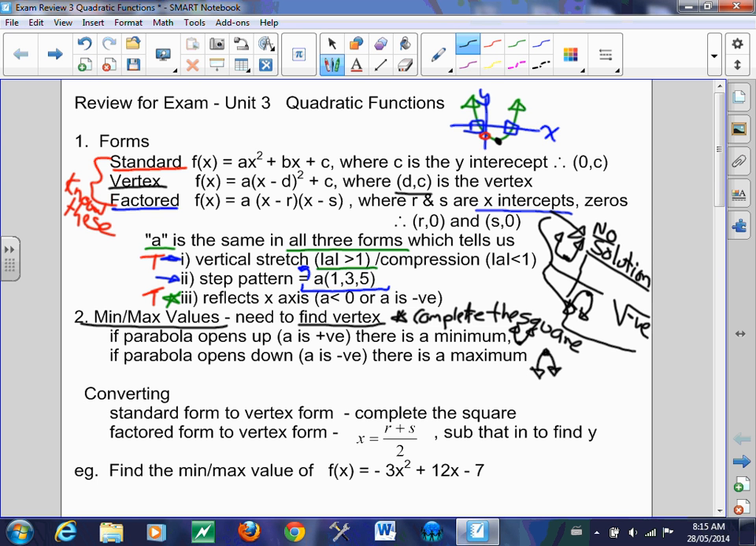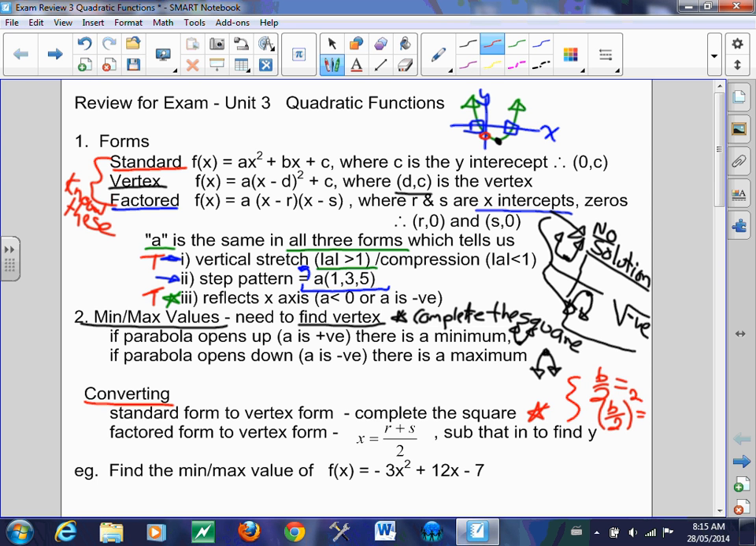Then remember, folks, we have to know how to convert from one form to another. From standard to vertex, as I just mentioned, complete the square. Remember in your margin, that's your b divided by 2, and then you take b divided by 2 and square it. That's what completing the square is.